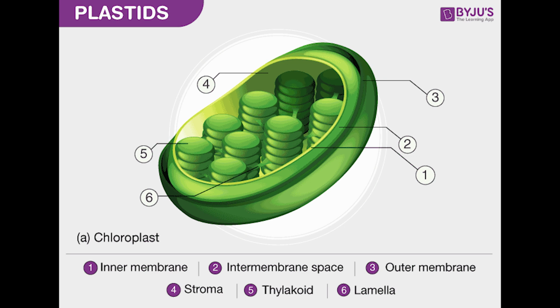Leucoplasts. Colorless, present in potatoes' roots and cabbage leaves, used in storing starch. Chromoplasts. Colored plastids, as they contain carotenoids. Present in flowers' petals. They give the plants unique colors. Chloroplasts. Green plastids, as they contain chlorophyll. Present in leaves and stems. Location of photosynthesis.